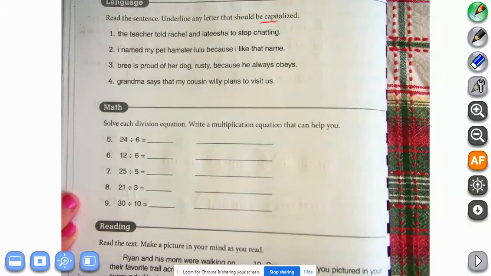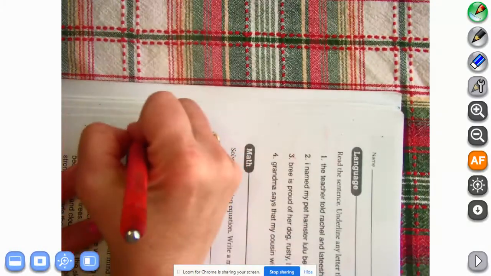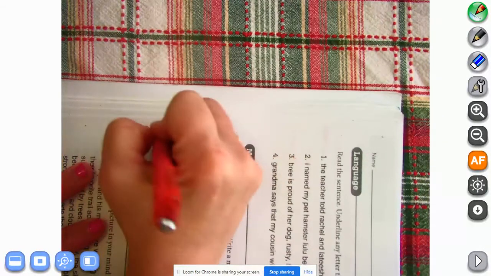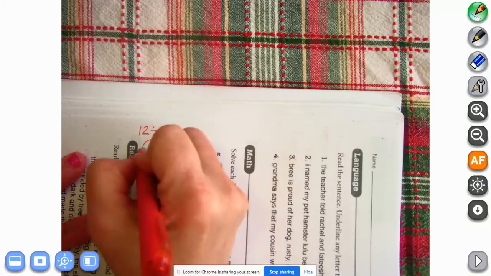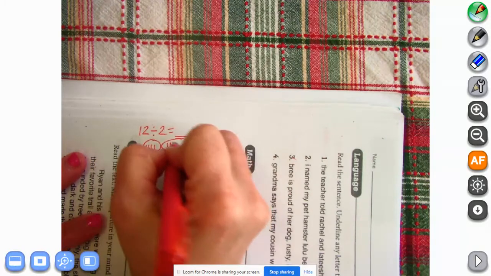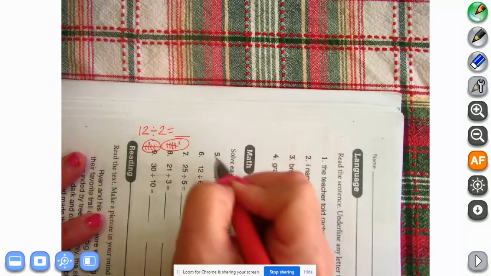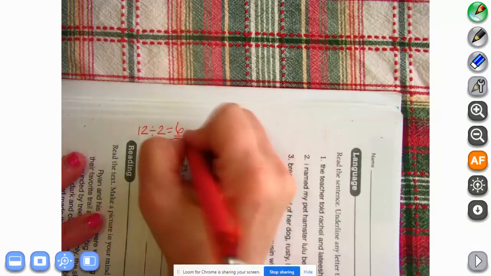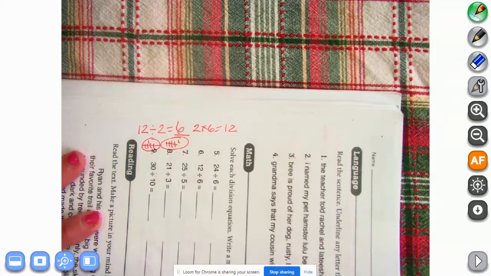For math, numbers 5 through 9. Solve each division equation. Write a multiplication equation that can help you. So, for example, I'm going to turn to the side here. If I did 12 divided by 2 equals what? I can draw a picture. 1, 2, 3, 4, 5, 6, 7, 8, 9, 10, 11, 12. So that makes 6. The opposite would be 2 times 6 equals 12.